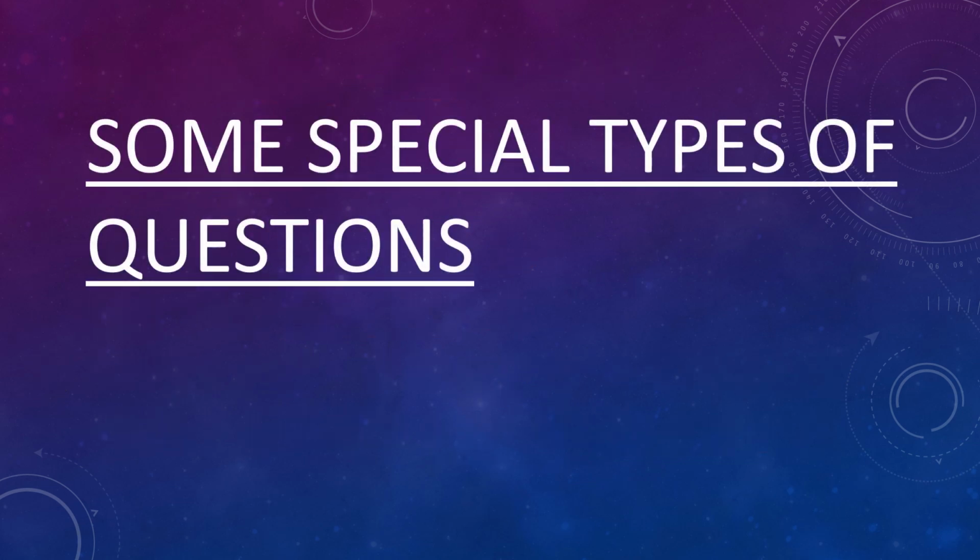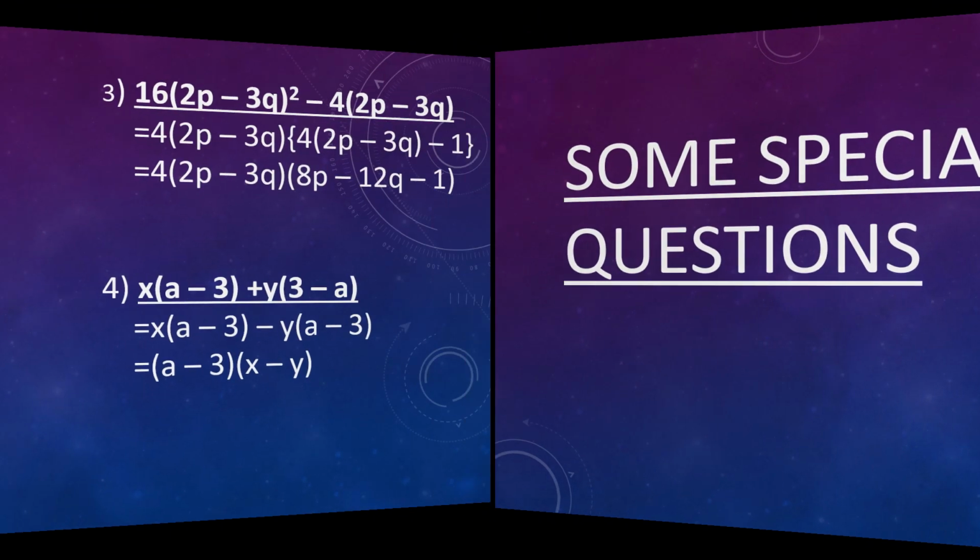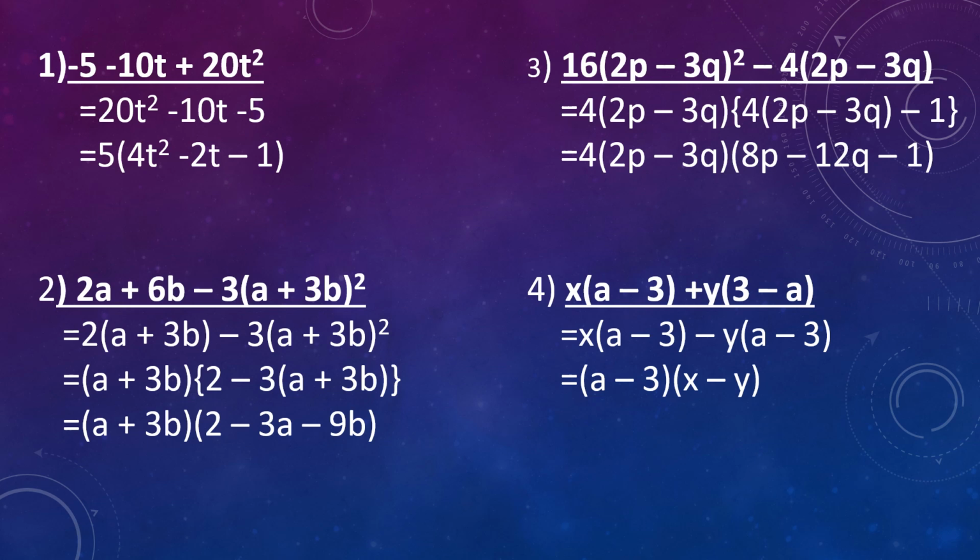Now some special types of questions I have prepared for you. The first one, if you look at the first question, it is entirely different from the questions which you have done till now, because it is starting with minus sign. Minus 5 minus 10t plus 20t square.